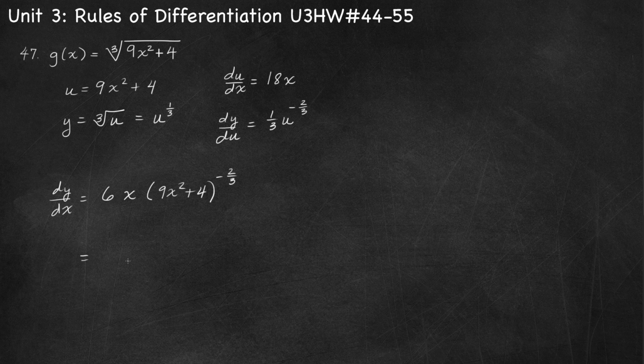Then to the power negative 2/3. If I want to simplify that, I think the only thing I would do here is make it a positive exponent by moving that part down to the denominator. So we'd have 9x squared plus 4 in the denominator, and then that would be to the positive 2/3 power.